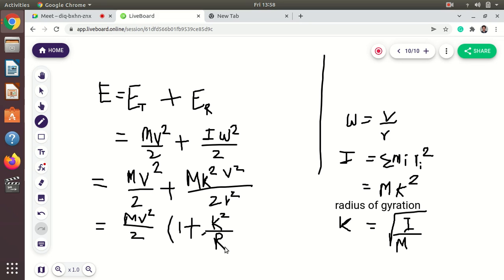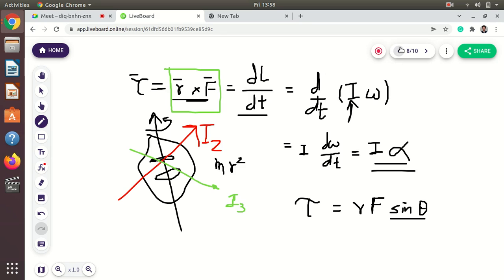So this is your total kinetic energy when the body is moving forward in translational motion as well as rotating around itself along a certain axis. If the axis is changed, then the moment of inertia changes, as I showed in the earlier diagram. So in the next lecture we will discuss how to find this moment of inertia for different cases.